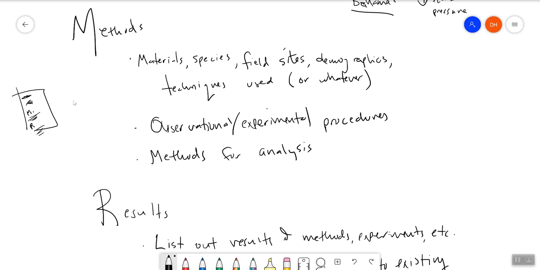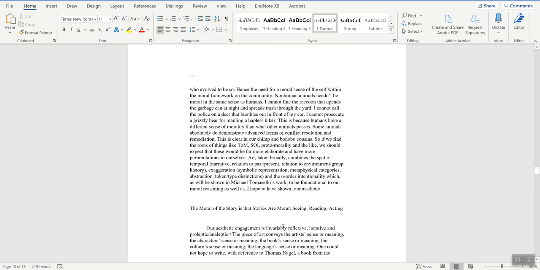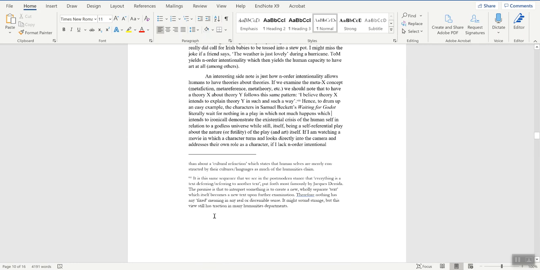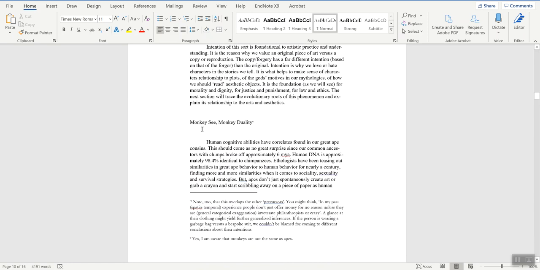Now, you can see, for example, that in my paper here, my headings are a little bit more interesting. Sometimes I make stupid jokes, which you would not normally do in a research paper or a serious scientific paper. But being that I come from the humanities and I'm a writer, I can't help myself. So monkey see, monkey do becomes monkey see, monkey duality. Ha ha ha. It's a philosophy joke.